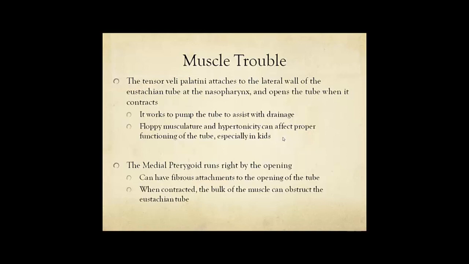Another muscle we don't think about much is the medial pterygoid because it runs right by the opening of the eustachian tube but really doesn't play into it. However, it can actually have fibrous attachments to the opening of the tube, and when it contracts, the bulk of the muscle can obstruct the eustachian tube. So even though it's not a normal player in it, it can significantly affect it.